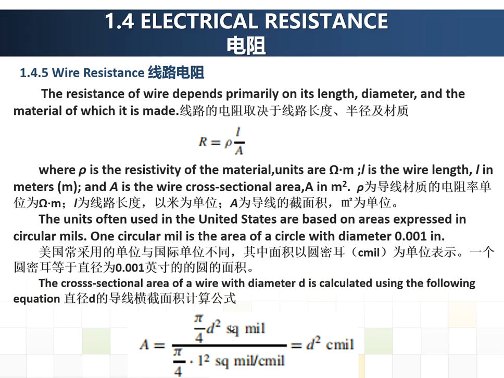The unit expressed in the area is in circular mils. 1 circular mil is the area of a circle with a diameter equal to 0.001 inch.